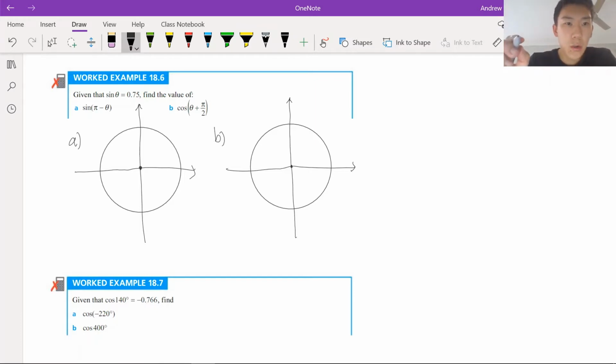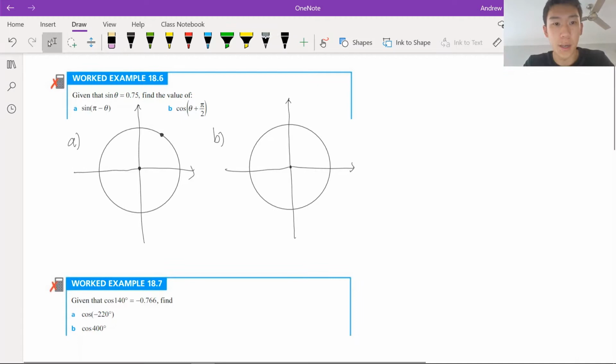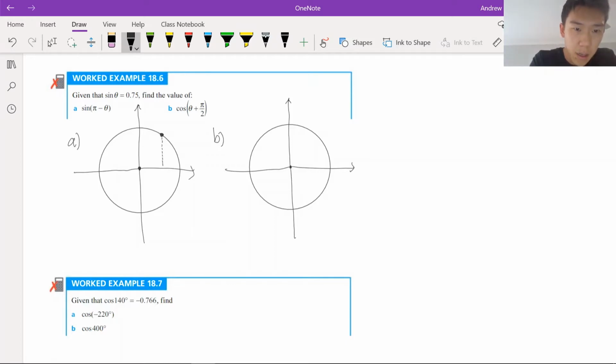Okay, so sine theta equals 0.75. Remember that if we have any point on the unit circle, then the x coordinate will equal cos theta and the y coordinate will equal sine theta, because the radius is 1, because the hypotenuse is 1. So that means sine theta equals 0.75. That means the y value, or this side of this triangle with an angle of theta right here, is 0.75.